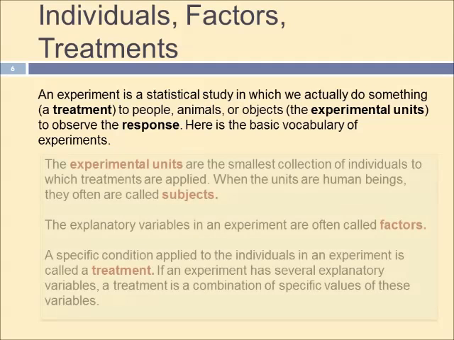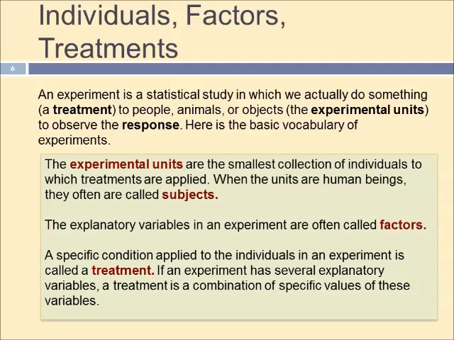Here's the basic vocabulary. The experimental units are the smallest collection of individuals to which treatments are applied. When the units are human beings, they're often called subjects. Animals are often called subjects as well. The explanatory variables in an experiment are often called factors. A specific condition applied to the individuals in an experiment is called a treatment. If an experiment has several explanatory variables, a treatment is a combination of specific values of these variables.